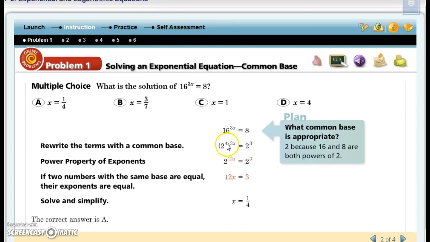And remember our exponent rules: if you raise a power to a power, you multiply. So we have 2 to the 12x equals 2 to the 3rd. And since the bases are the same, we can set our exponents equal to each other. So 12x equals 3, divide by 12, and reduce, and we get 1/4.